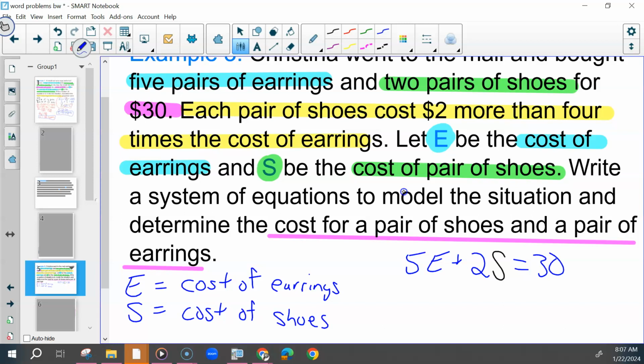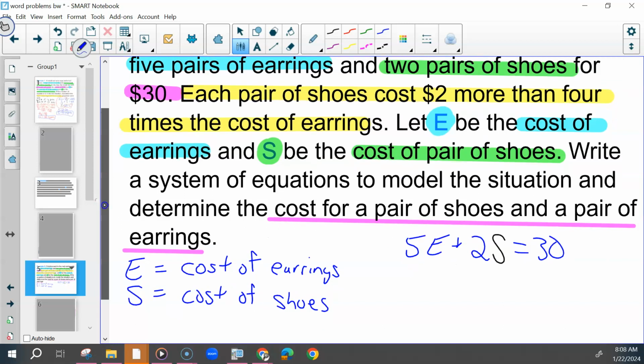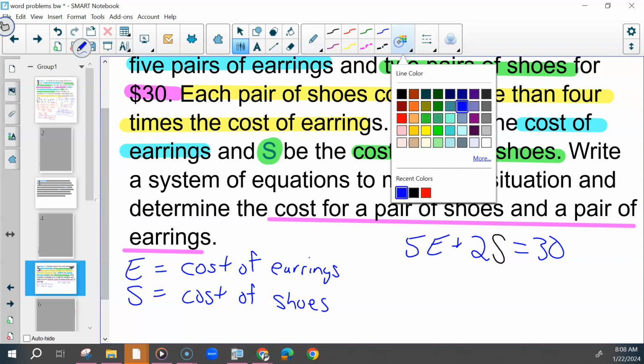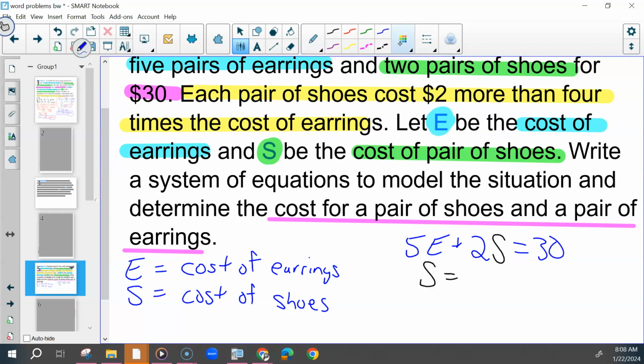So now we have to focus on this yellow part. Each pair of shoes costs $2 more than 4 times the cost of earrings. So we're looking for the cost of shoes there. Shoes would equal, how would we set this part into an equation? $2 more than 4 times the cost of earrings. Say that one more time. 4E plus 2.